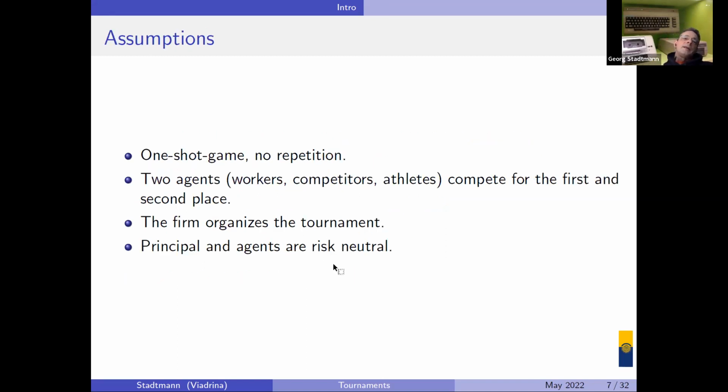Furthermore, we have the following assumptions: a one-shot game, no repetition. This rules out all the arguments with respect to reputation, that the athletes have to build up reputation, that these athletes are always competing on the best level they can. This argument is ruled out here. So two agents, like workers, competitors, or athletes, are competing for first and second place. The firm organizes the tournament, and the principal and the agents are risk neutral.